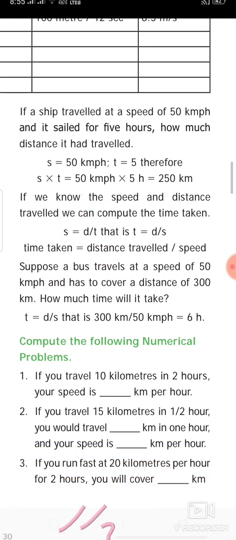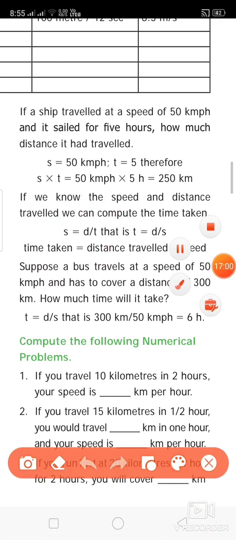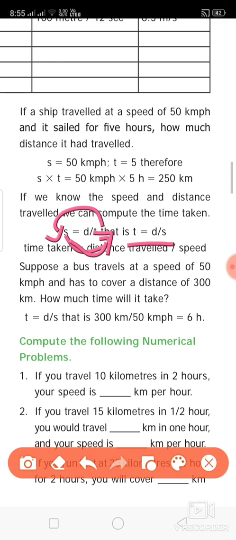Then how can you find out this? We can find out by cross multiplying, cross dividing this. You just replace time here, and it goes below. So T is equal to D by S. T is equal to D by S. Likewise, you can easily calculate the time taken.